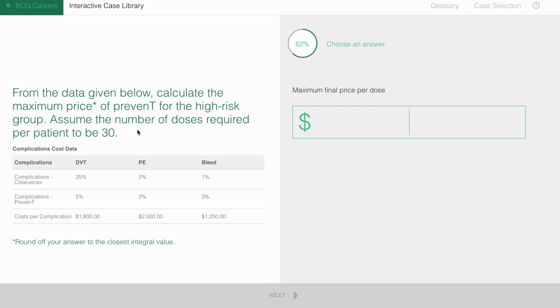But remember, again, this is not the price we need to set for Prevent-T. $10 is the economic value compared to Clearvanax. So if Clearvanax is priced at $4, this drug provides an additional $10 in incremental value. So the actual final price per dose would be $10 of economic value plus $4 for Clearvanax. So that gets us $14 per dose.